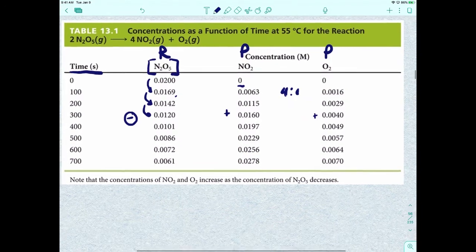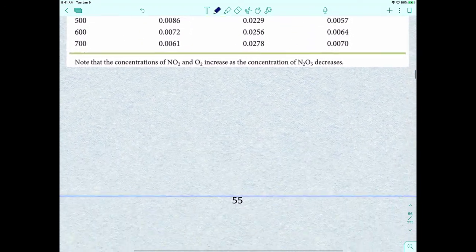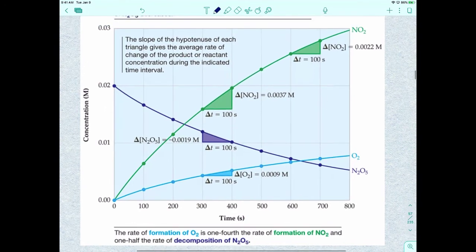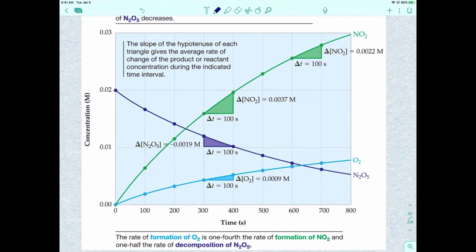All right, so now that we saw what the NO2 and the O2 and the N2O5 are doing, let's take a look at the graph. Let's see what we can suss out from there. All right, so we got 3 curves on this graph. We've got this green one, which is representing NO2. We've got this purple one, which is representing N2O5, and then we got this blue one, which is representing O2.